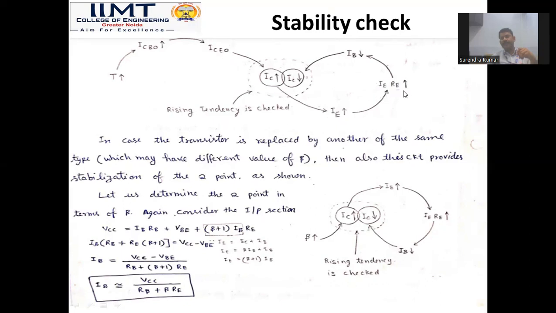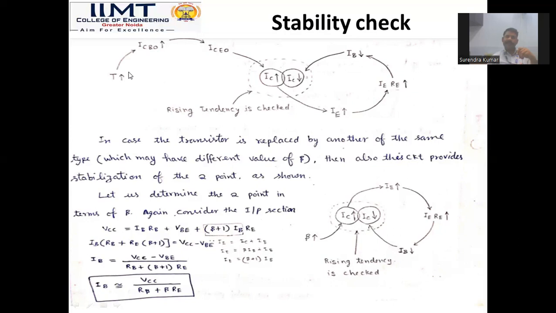And if this IE RE factor increases, definitely the base current decreases. This base current will counterbalance this increment in collector current, because IC is equal to beta IB. If base current is going to decrease, definitely there will be a decrement in collector current. So you can see this clearly with this diagram of the transistor chart.